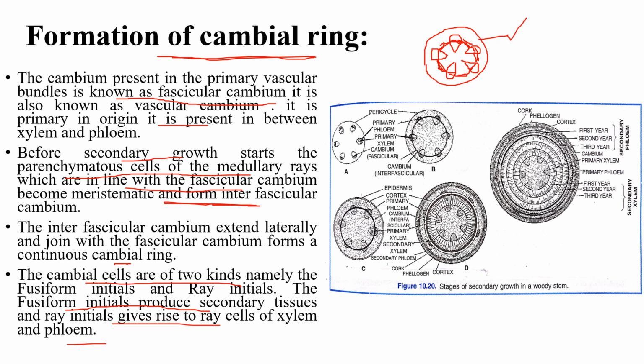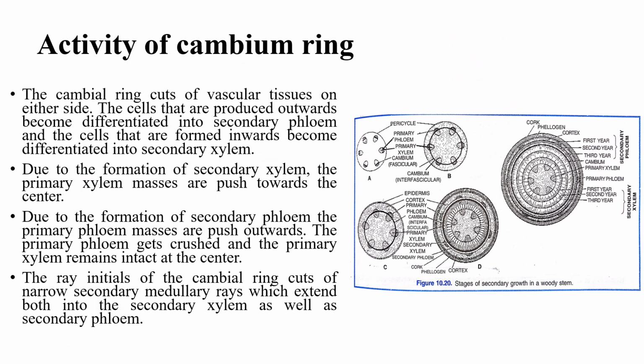I have shown you how this cambial ring is formed. Next step, activity of cambium ring. After the formation of cambium ring, what type of activity does it show? The cambium ring cuts or divides vascular tissues on either side. The cells that are produced outward become differentiated into secondary phloem, and the cells that are formed inward become differentiated into secondary xylem. That means here it is the cambium ring.